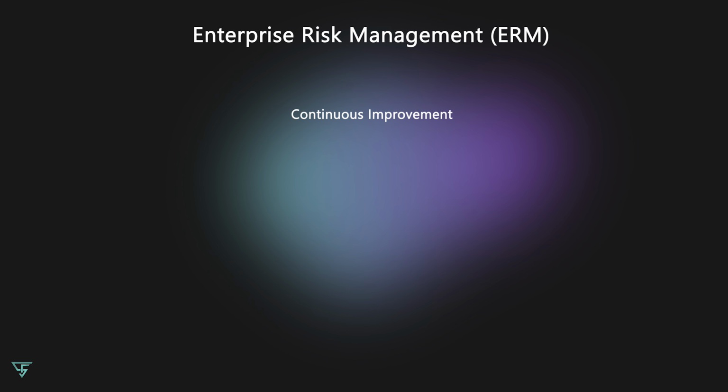Continuous monitoring and improvement. ERM is an ongoing process. Risks evolve and new ones emerge. Organizations continuously monitor and reassess risk and the effectiveness of risk mitigation strategies. It's about adaptability and learning from experiences.